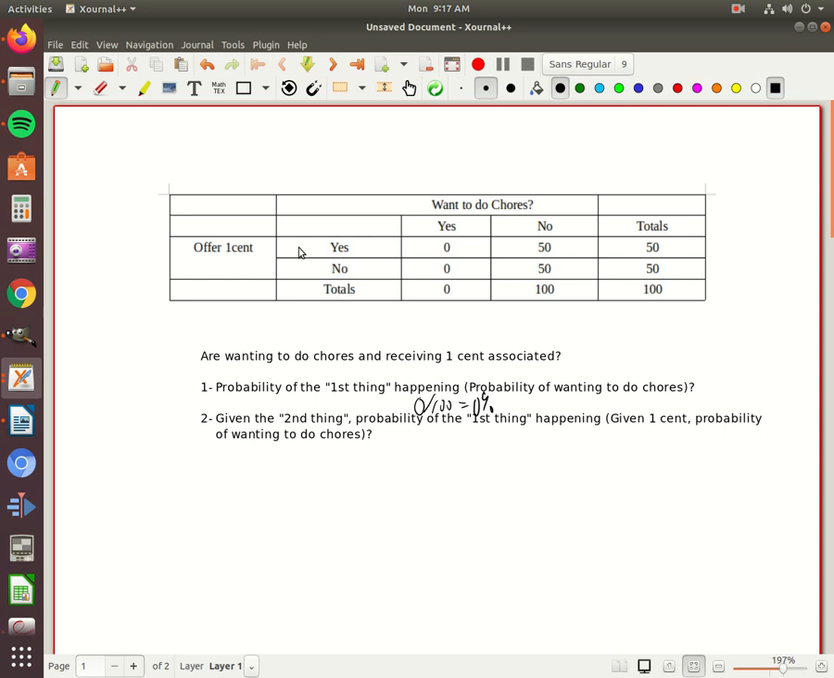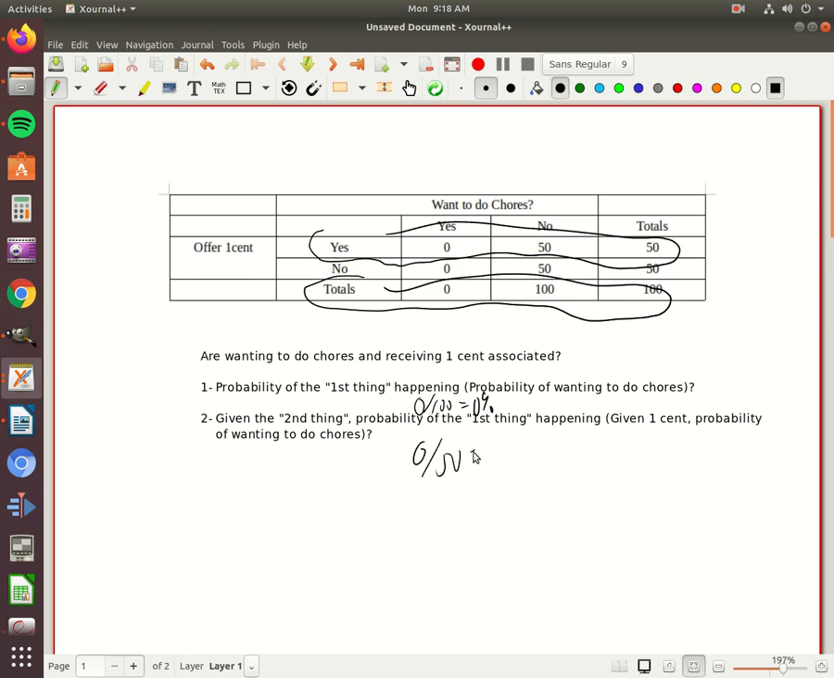And then, given the second thing, what's the probability of the first thing happening? So if I give you a penny, these are the only people I care about right now. I compared this group of everybody to this special group that I offered a penny to. And it looks like my odds are 0 out of 50. So there's 0%. So what I would say is there's no association. That penny isn't changing anything as far as whether people want to do the chores or not, right?